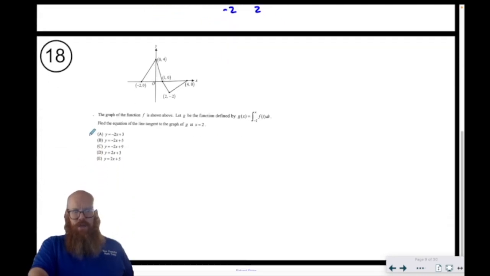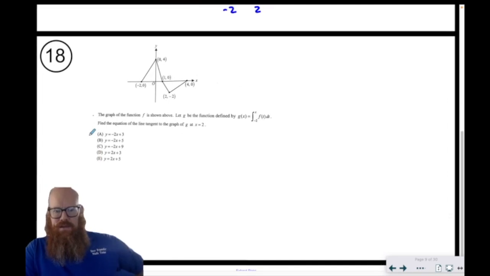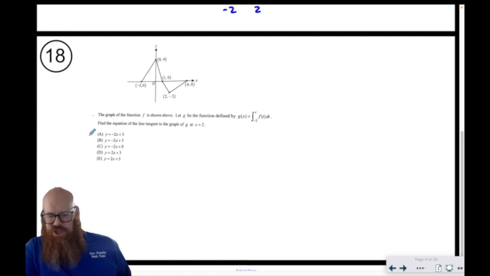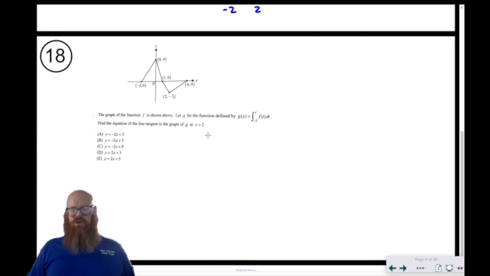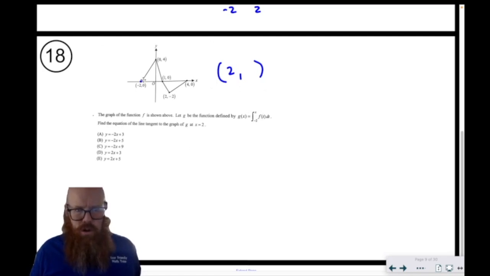All right, number 18. The graph above is f, and g is the integral of f. Find the equation of the tangent line at x equals 2. First I want to know what the point is. So 2 comma something, and that means I plug 2 into the equation. So I'm doing the integral from -2 to 2.